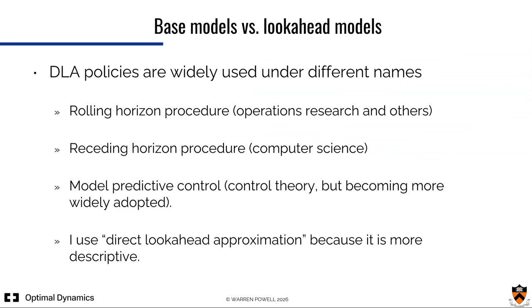So DLA policies are widely used under different names. In operations research and other fields, they'll call it a rolling horizon procedure. In computer science, they'll call it a receding horizon procedure. The control theory guys love to call it model predictive control, and that's because they're using a model as an approximate model of the problem to plan into the future to help make the decision now. So they call it MPC. It sounds fancy. I like to use the phrase direct look-ahead approximation because it's self-explanatory.